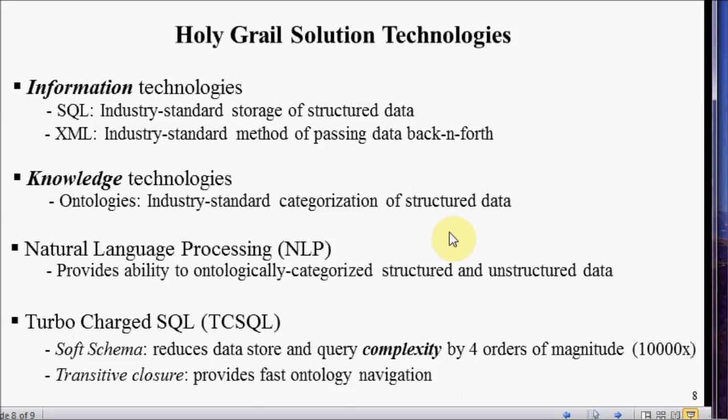It's not really a new programming language, it's really a clever use of standard SQL. In particular, it provides the notion of something called soft schema, which will be used to address the problem of complexity. I mentioned today that enterprise systems oftentimes are comprised of potentially tens of thousands of tables. This notion of soft schema reduces it by four orders of magnitude. A second thing provided by TC-SQL is the notion of transitive closure, which provides very fast ontology navigation.